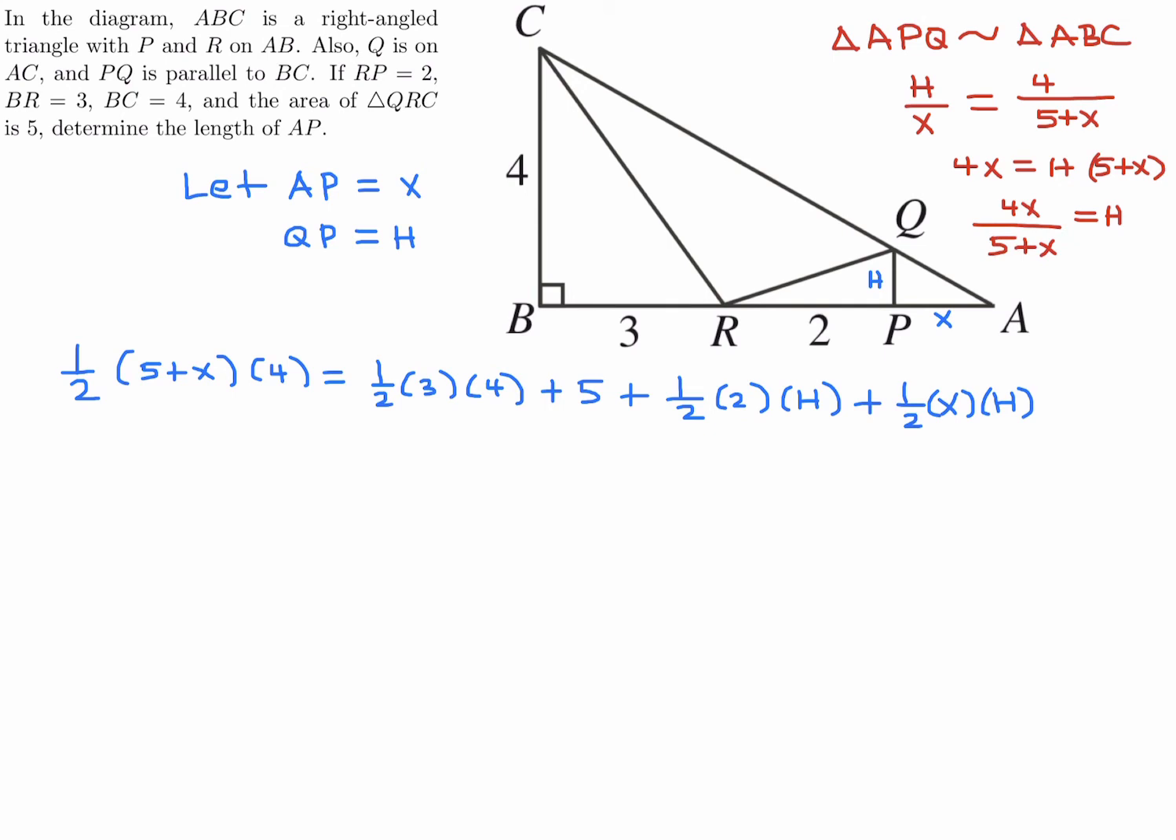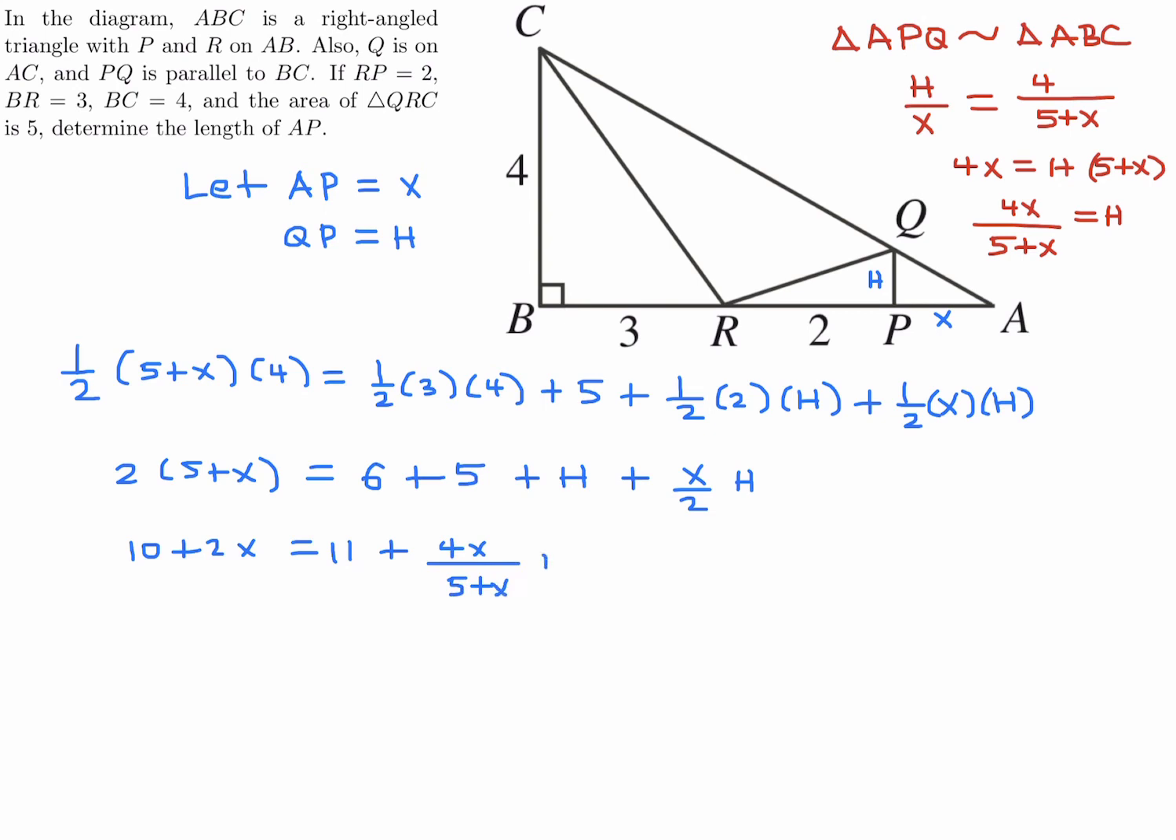So that will allow us to solve now. Let's try to simplify this as best as we can. This is now just straight algebra. So we've got 2 times 5 plus x, and this is going to be 12 divided by 2, which is 6, and that's just a lone 5. This becomes just h, and that becomes x over 2, and for h, I'll just leave it as h for now. And then now we can substitute our value for h. So this becomes 10 plus 2x. This is 11. And then now I've got 4x over 5 plus x, and then I've got x over 2 times 4x over 5 plus x.